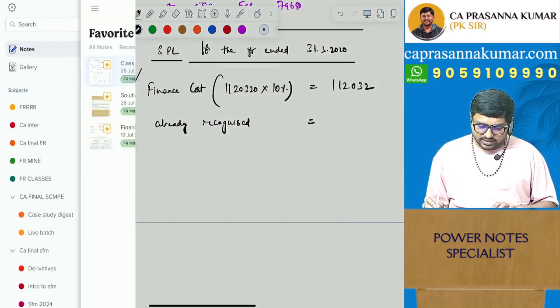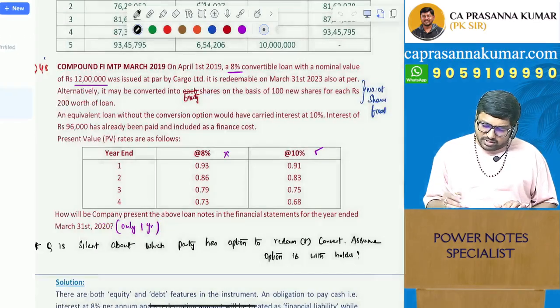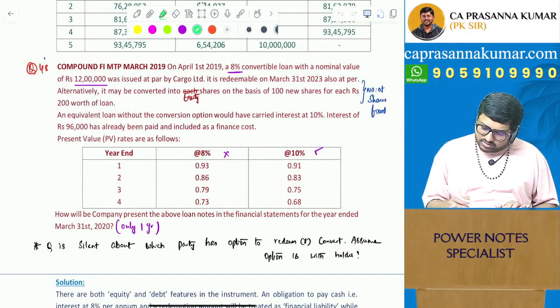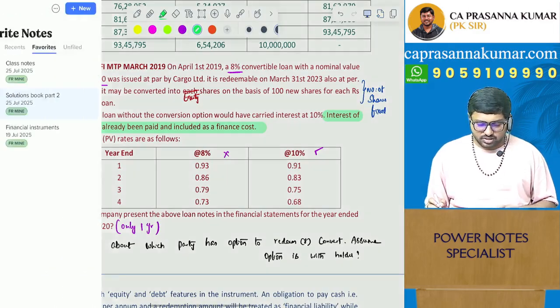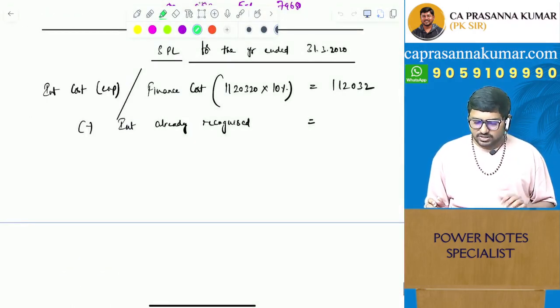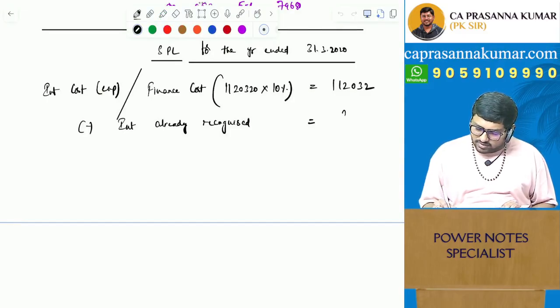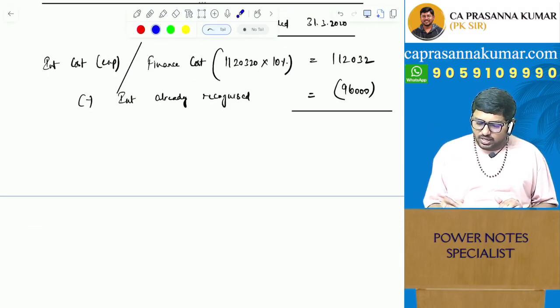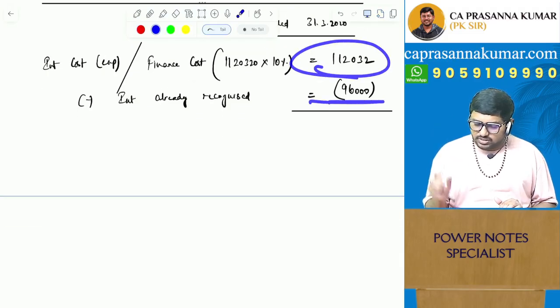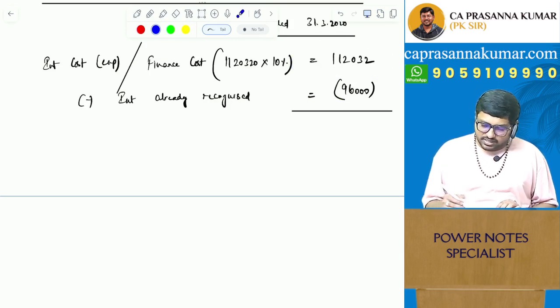Usually we'll leave it like that, but now we are not doing it. Why? Because in this question there is a special point. What is that special point? Which some of you might have got confused with. Interest of 96,000 has already been paid and included as finance cost. So because it is already included as finance cost, to that extent I'll be reducing it. That's all. Because this 96,000 is already shown. Then if I show again 1,12,032, which includes this portion as well, then I'll be doubling stuff, right?